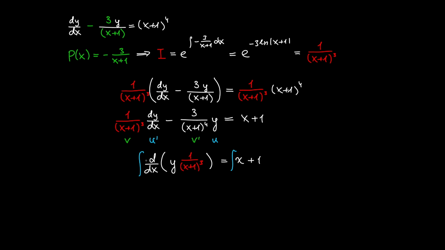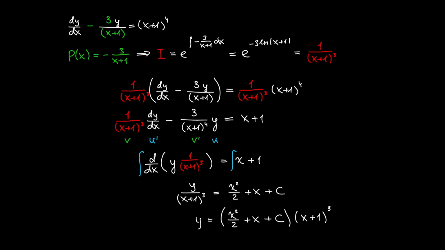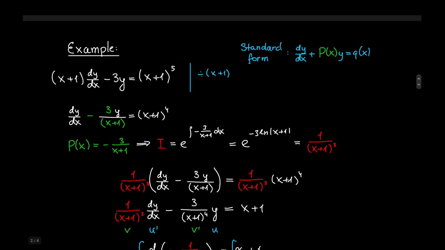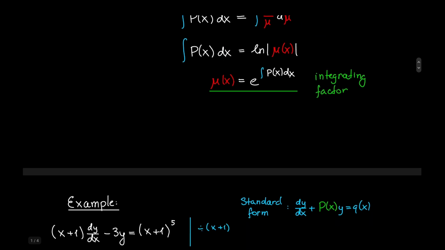And since on the left-hand side, the integral and the derivative cancel each other out, what you have is y over x plus 1 raised to the power of 3. And on the right-hand side, it's going to be an easy integral using the power rule, which gives you x squared over 2 plus x plus c. And finally, y is going to be equal to the entire right-hand side multiplied by x plus 1 raised to the power of 3. And here we have solved this differential equation which was originally in standard form.